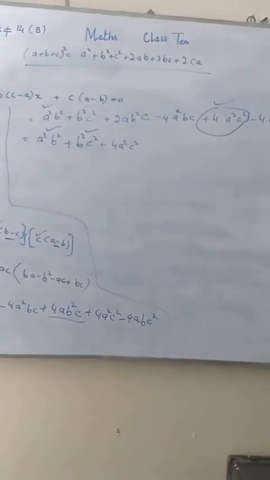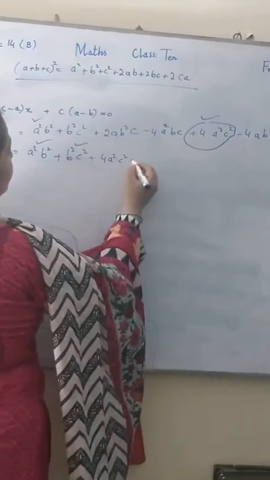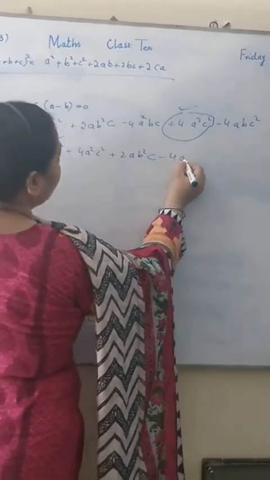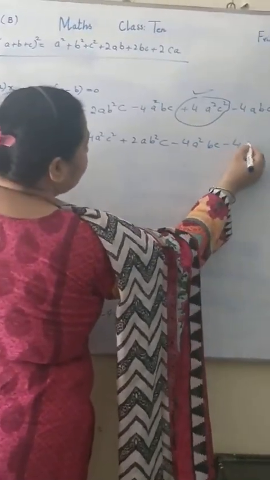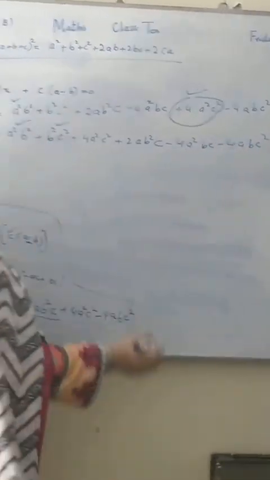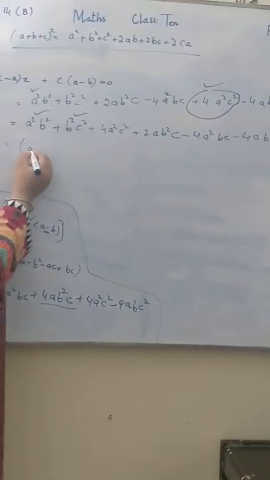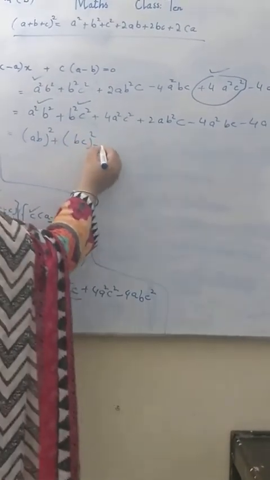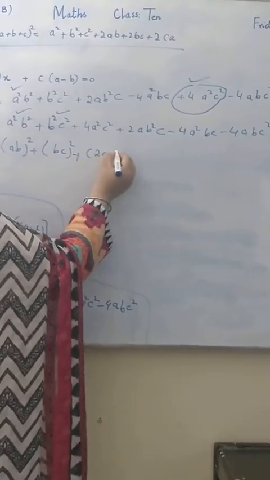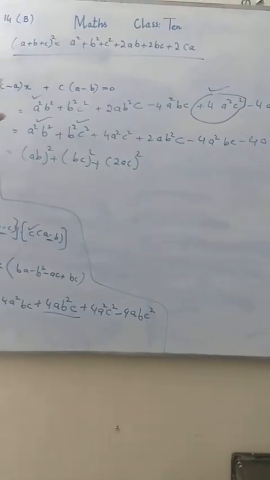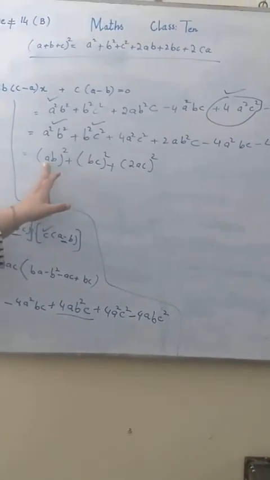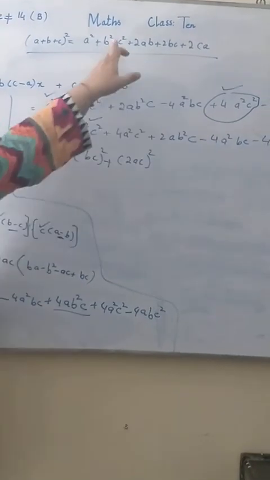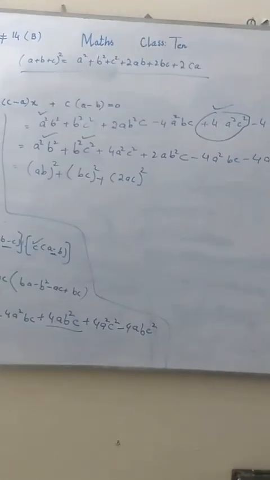Okay. Now which values are left? We will randomly write these values: plus 2ab square c minus 4a square bc minus 4abc square. This is the square of (ab) whole square. This is the square of (bc) whole square. And this is (2ac) whole square. Our formula is a square, this is a square; b square, this is b square; c square, this is c square.